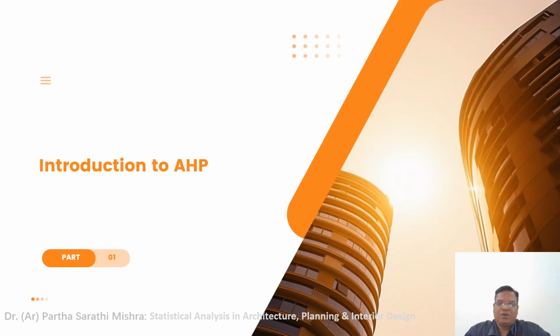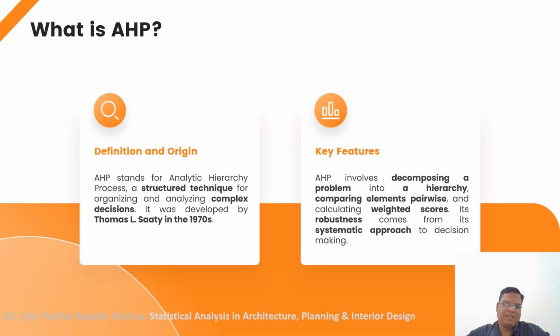So next is the introduction to the Analytical Hierarchy Process. What is AHP? The basic questions. The definition says AHP stands for Analytical Hierarchy Process, a structured technique for organizing and analyzing complex decisions. We can call it a complex decision when we have multiple alternatives with multiple parameters. We have to judge different alternatives with the help of different parameters. Along with that, when we have multiple stakeholders who can take decisions, then it automatically becomes complex.